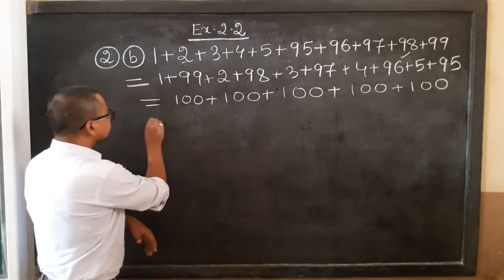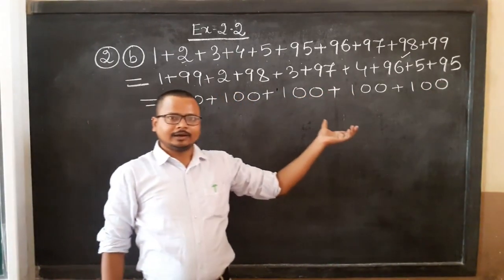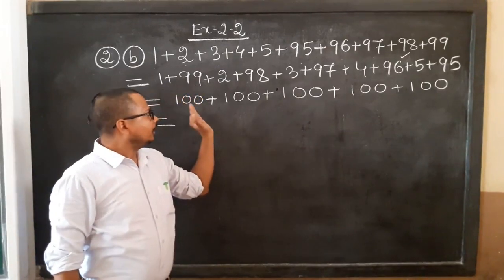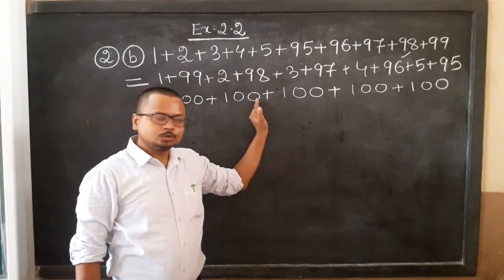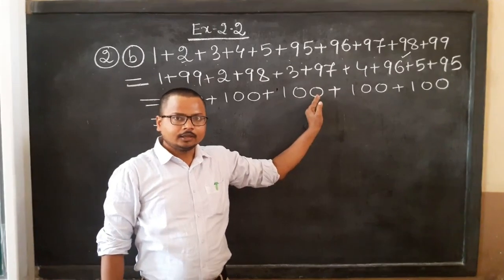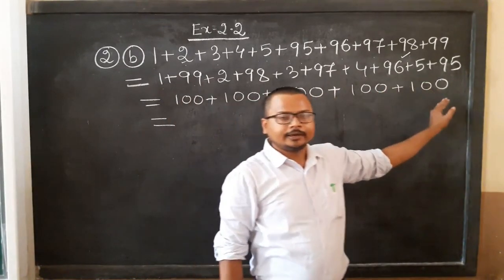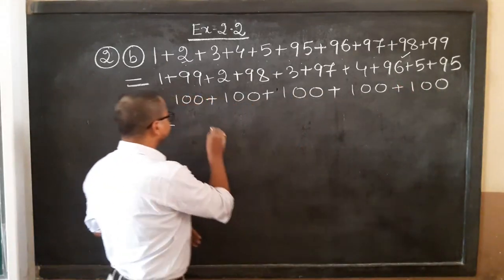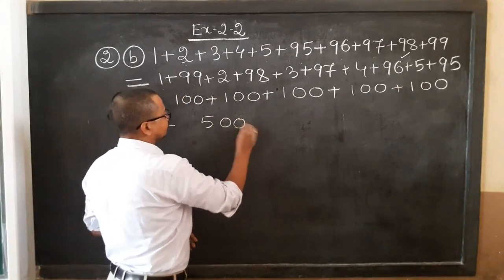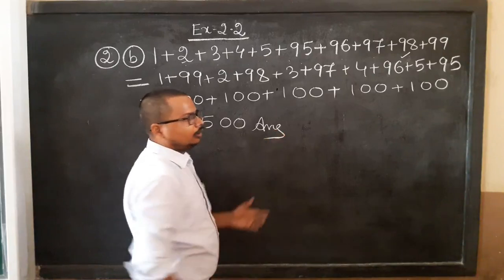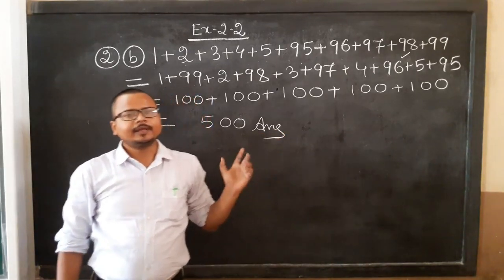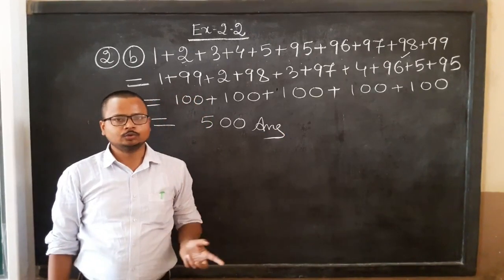Now it is easier for us to calculate hundreds. Okay, 100 plus 100, 200. 200 plus 100, 300. 300 plus 100, 400. And 400 plus 100 is 500. So friends, in this way we can solve question number 2.